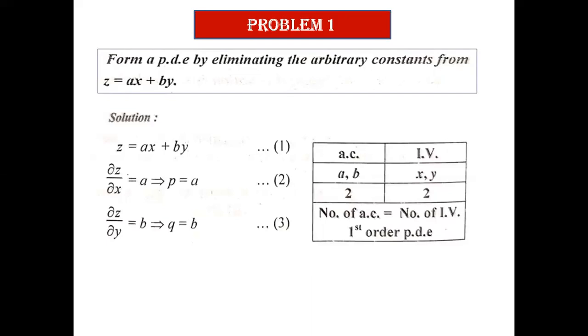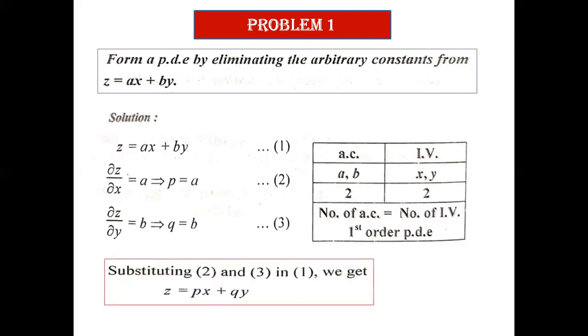So I write the equation Z equal to AX plus BY, equation 1. Partially differentiate with respect to X. That is dou Z by dou X equal to A. We know the notation dou Z by dou X equal to P, so P is equal to A. Similarly, in equation 1, partially differentiate with respect to Y. That means dou Z by dou Y equal to B. dou Z by dou Y equal to Q. Therefore Q equal to B. Substituting 2 and 3 in 1, we get Z is equal to PX plus QY.